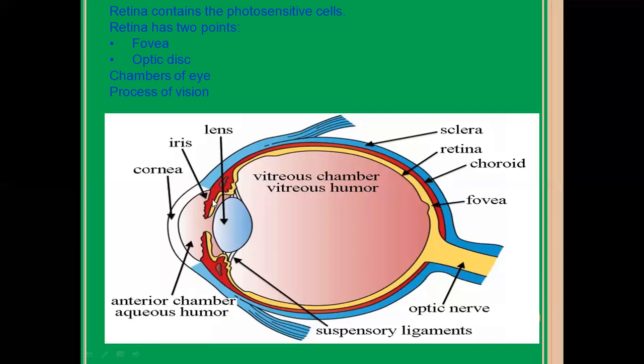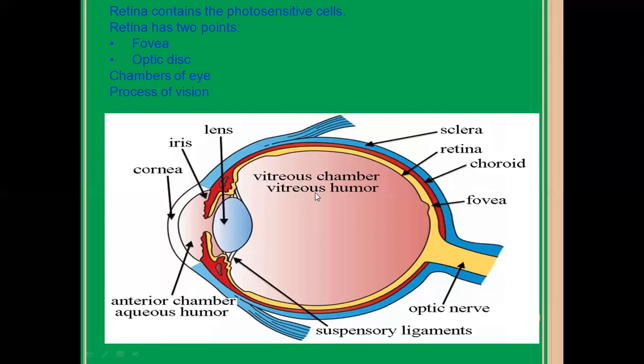Now, what about the posterior chamber? This one is the posterior chamber, and it is present between the iris and the retina. This is the iris and this is the retina. The anterior chamber has clear fluid. That's why it is known as aqueous humor. Now, what about the posterior chamber, or vitreous chamber? It contains a jelly-like fluid known as vitreous humor.